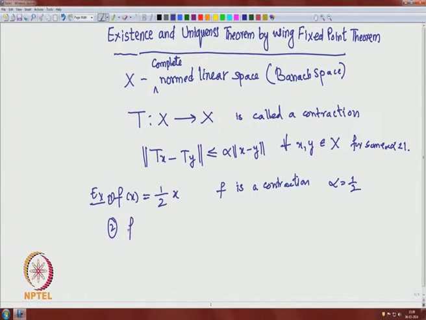Another nonlinear example is say f(x) is 1/4 sin x, and we have already seen that the sine function is Lipschitz continuous. So therefore 1/4 sin x is also Lipschitz continuous with Lipschitz constant 1/4. So this implies that f is a contraction on R. R is a complete normed linear space, a Banach space.